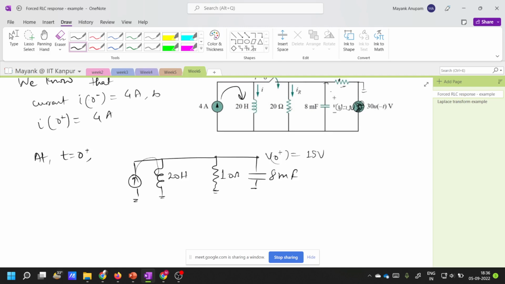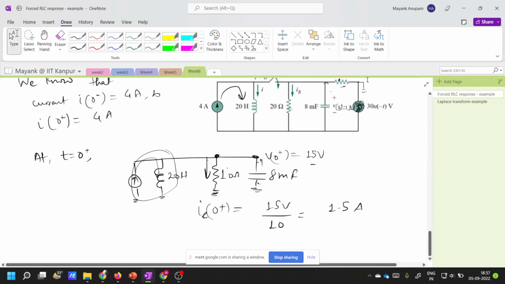Fine. All this current is going to flow through this, so this part is as good as not being present. So there is a voltage of 15 volt across this resistor, and the same voltage is across the two ends of the capacitor. Since this capacitor and this resistor are in parallel, the same voltage is also present across this resistor, right? From Ohm's law there will be a current. So what will be that current? This current, let's say it is IR at 0 plus, is equal to 15 volt upon 10 ohms, equal to 1.5 ampere. Is it clear?